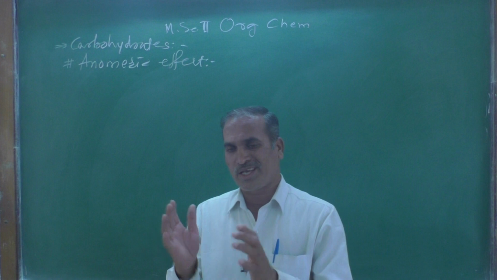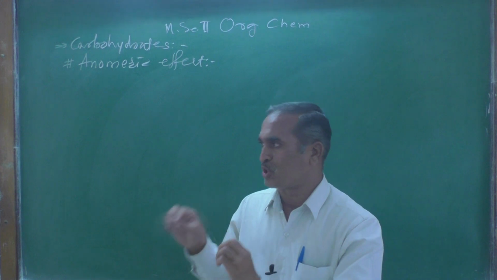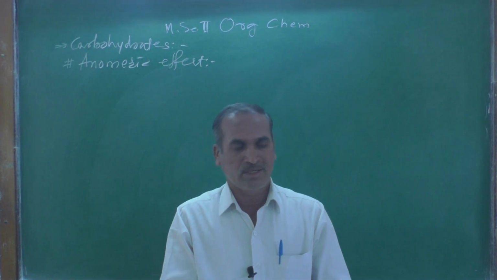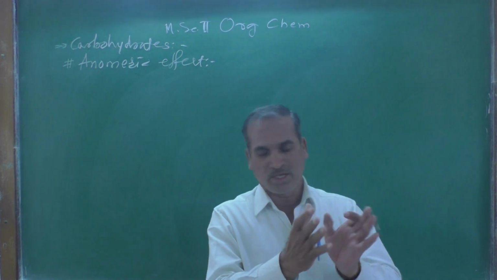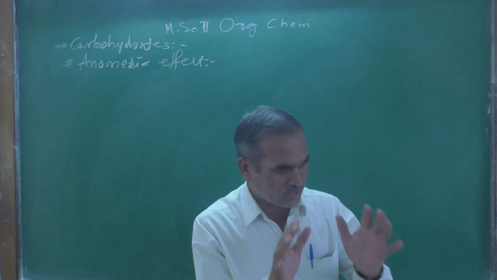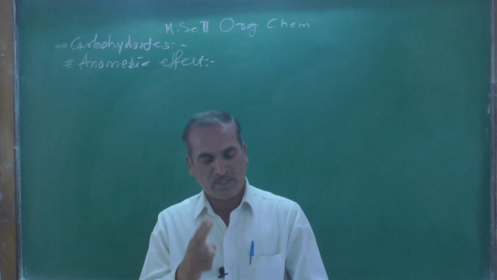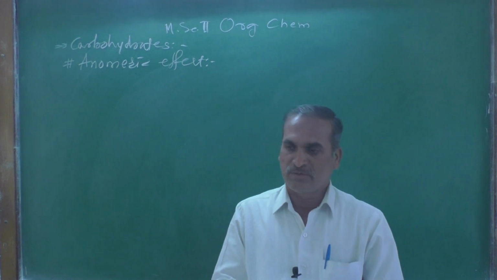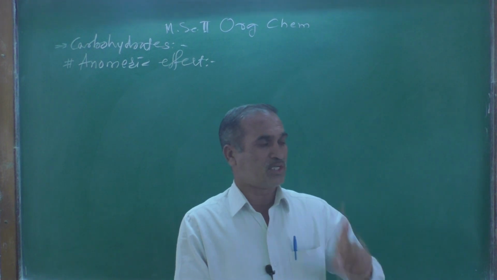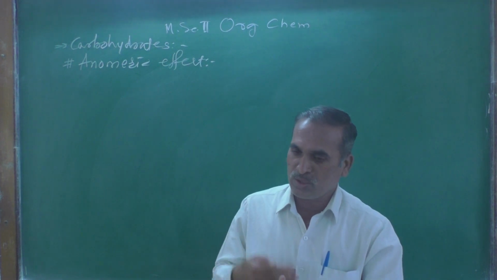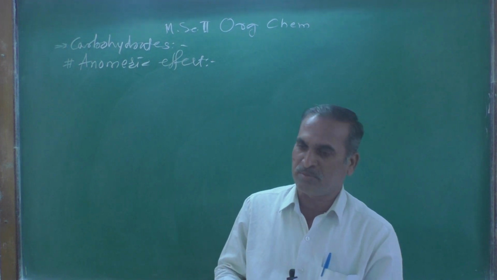Fisher and Haworth are scientists' names. According to them, we learned in detail how to represent the ring structure of glucose. When the ring form of glucose is formed, different forms are obtained. One is called alpha-D-glucopyranose and another is called beta-D-glucopyranose. Again the question arises: what do you mean by the alpha form? What do you mean by the beta form?